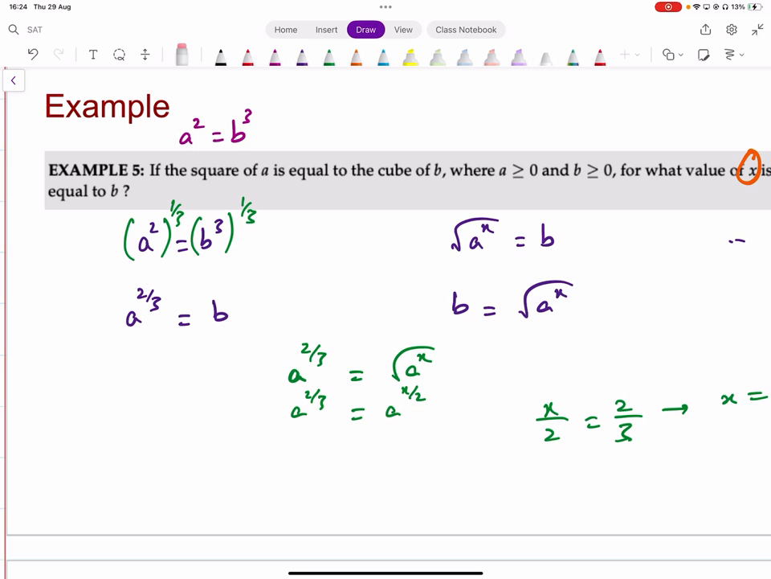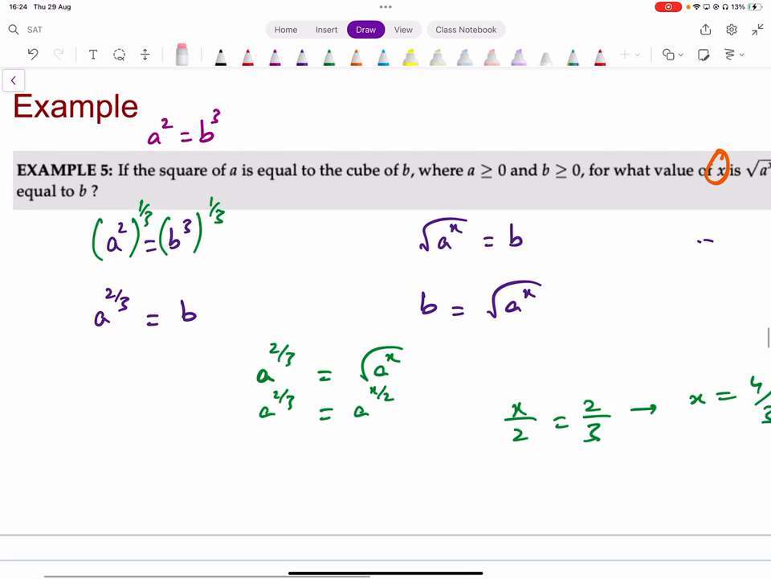Now this was a relatively harder problem. It was not that straightforward. So you made two equations, eliminated b from that, and then compared these two powers of a like this.